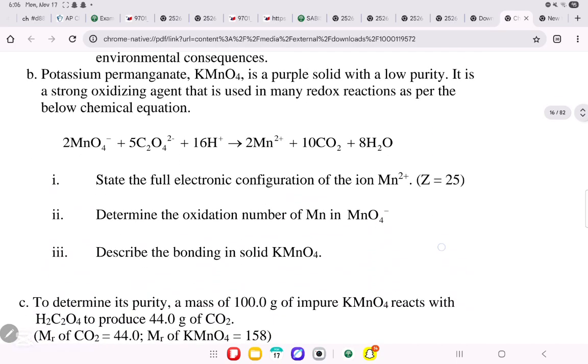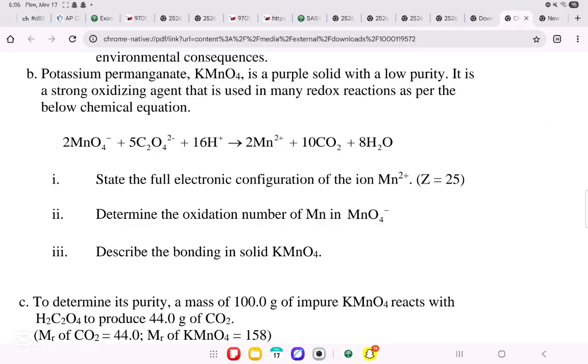Part B, potassium permanganate is a purple solid with a low purity. It is a strong oxidizing agent that's used in many redox reactions as per the below chemical equation. State the full electronic configuration of the ion. Okay, this is easy. What's the electronic configuration of this? 1s2, 2s2, 2p6, 3s2, 3p6, and 4s2 and 3d5. This is for regular manganese.